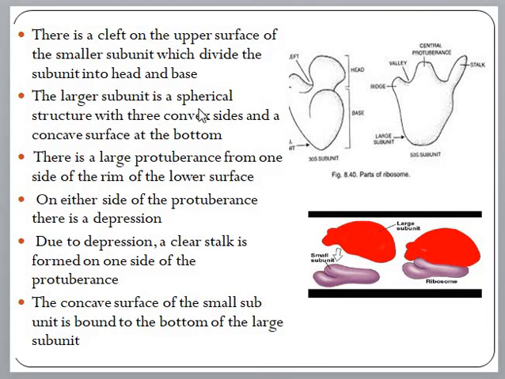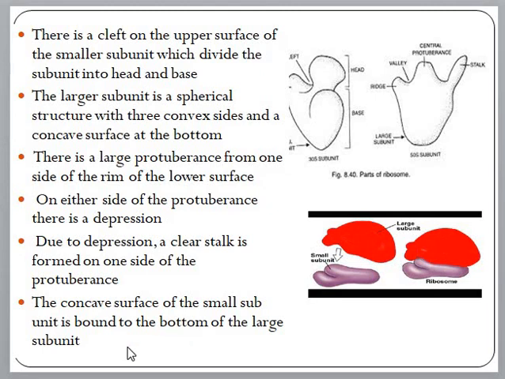Whereas the larger subunit is a spherical structure with three convex sides and a concave side at the bottom. There is a large protuberance from one side of the rim of the lower surface. On either side of the protuberance there is a depression. Due to the depression, a clear stalk is formed on one side of the protuberance in the larger subunit.